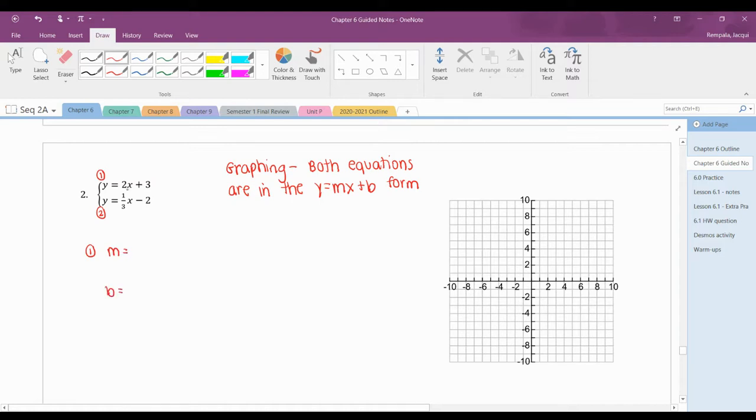So in the top equation, notice that the number connected to x is 2. So 2/1 is my slope. 3 is positive. That's my y-intercept. So 0, 3. So I'm going to go ahead and graph this first. So this is why the graph is here.